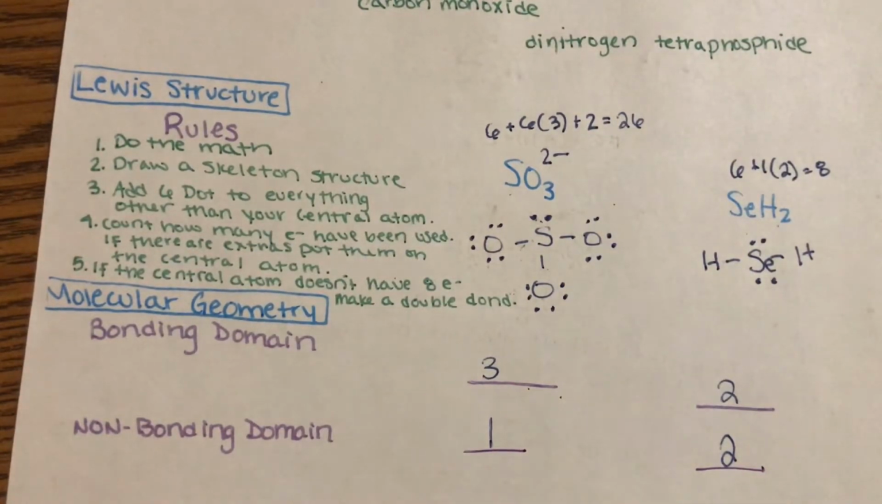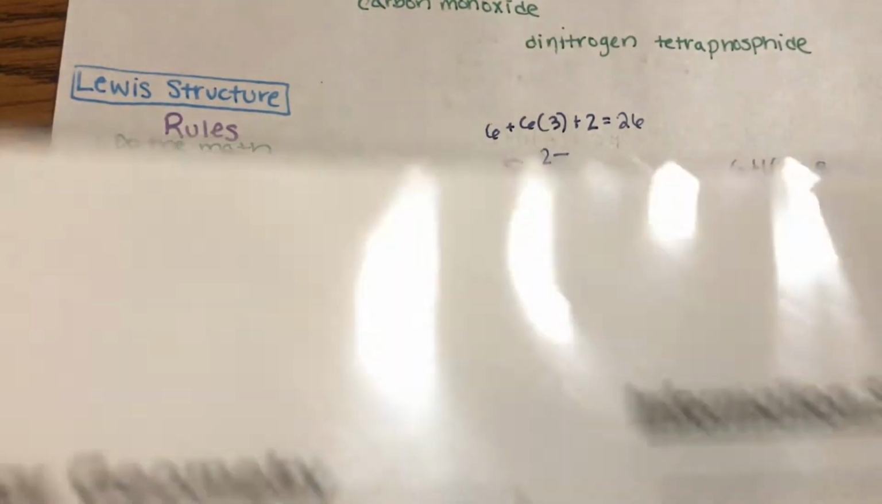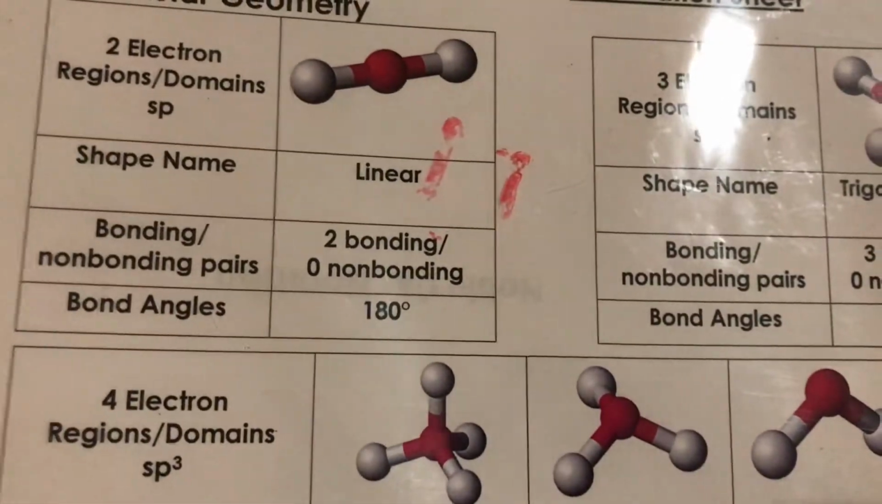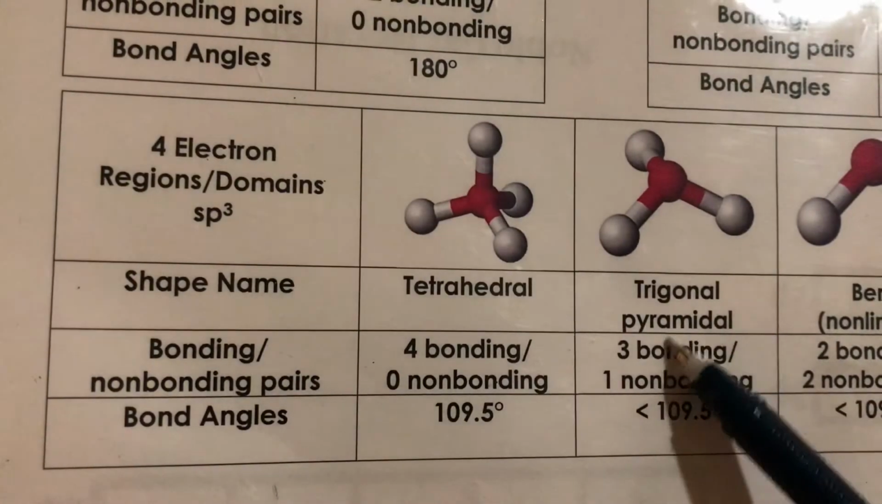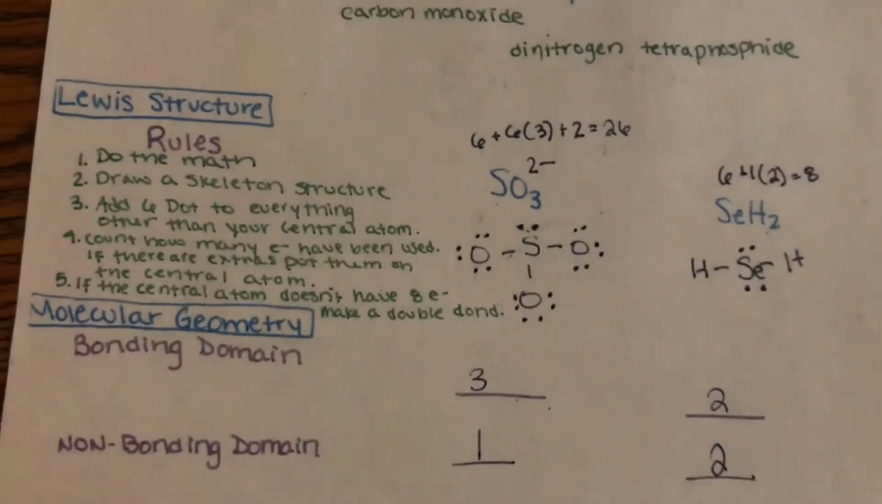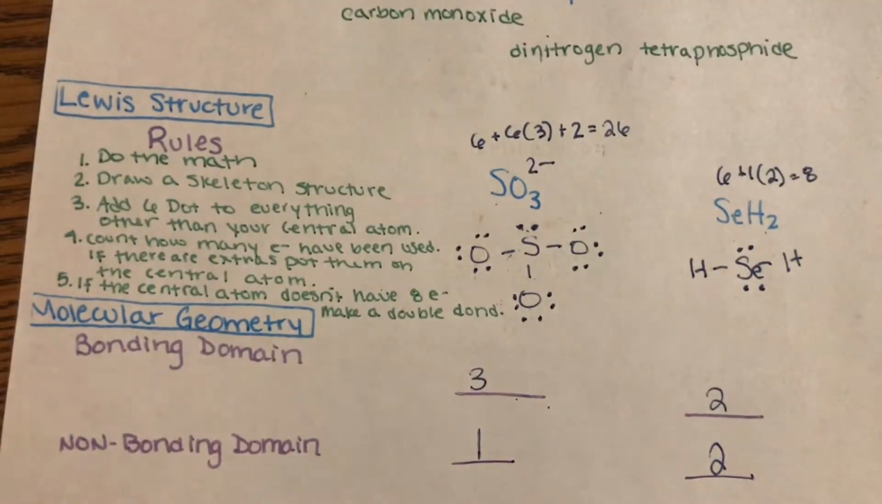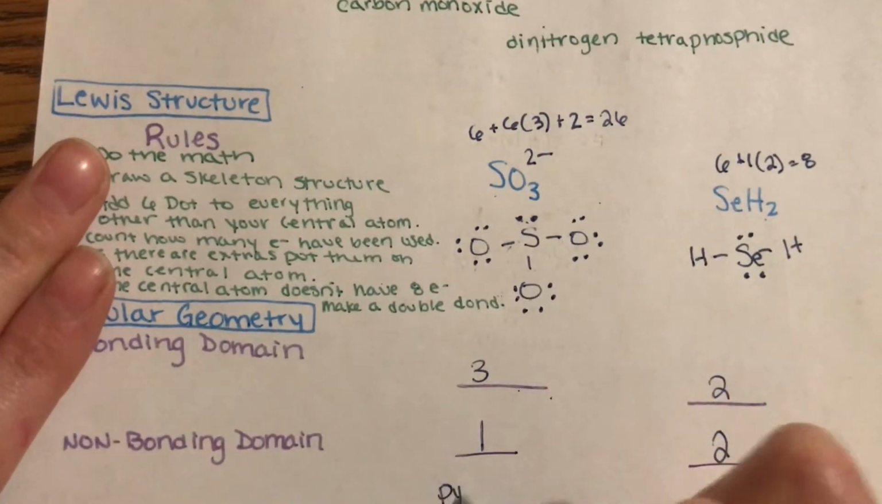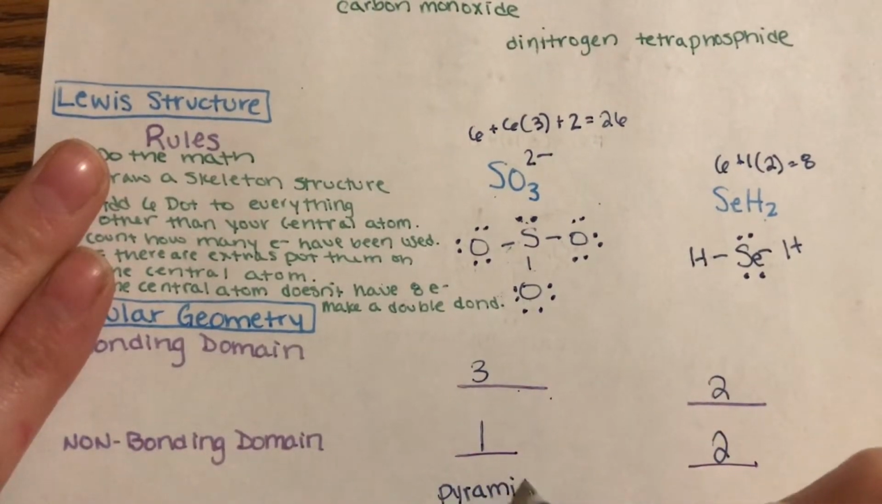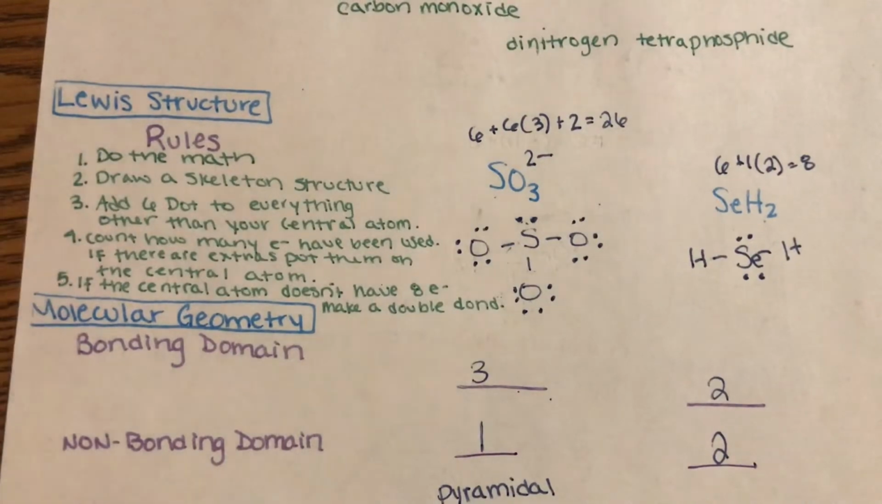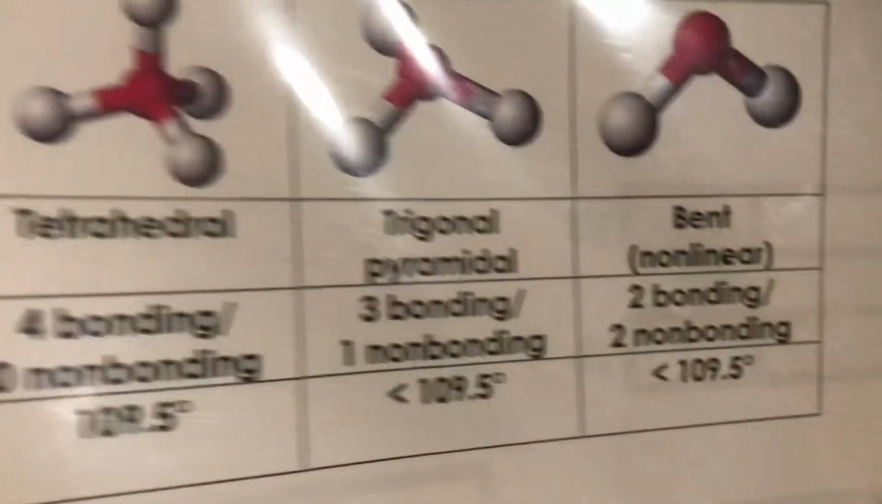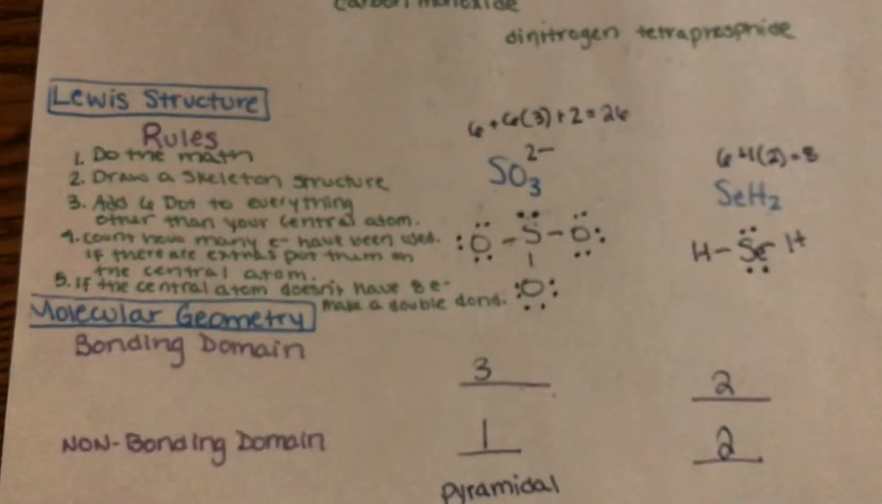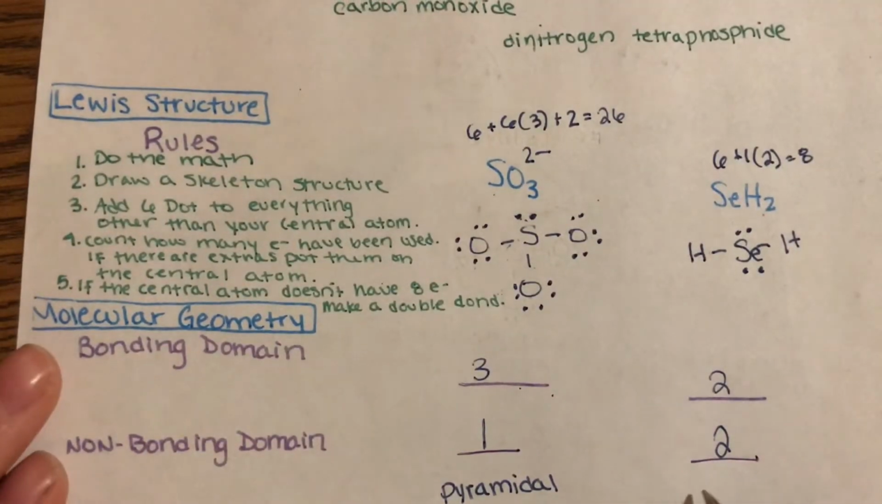So we're going to pull out this sheet right here. I'm going to look at which one is 3 and 1. When I do that, I see it's right down towards the bottom. It's this trigonal pyramidal. So that would be my shape that I would write down here. So this will be pyramidal. Next one is 2 and 2. So for 2 and 2, I have this bottom one right there of bent nonlinear. So this has a bent shape.